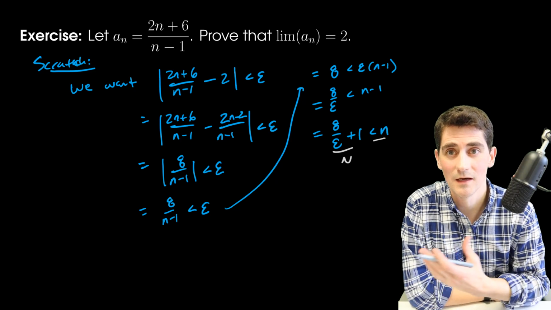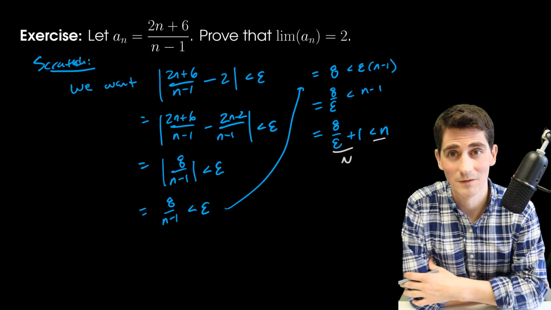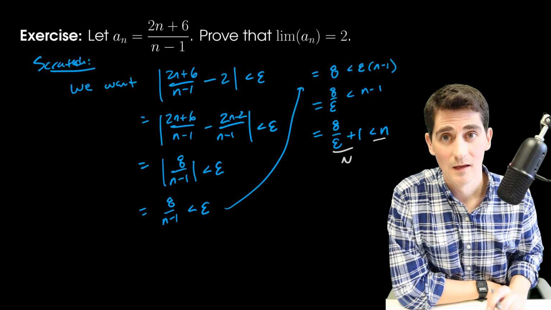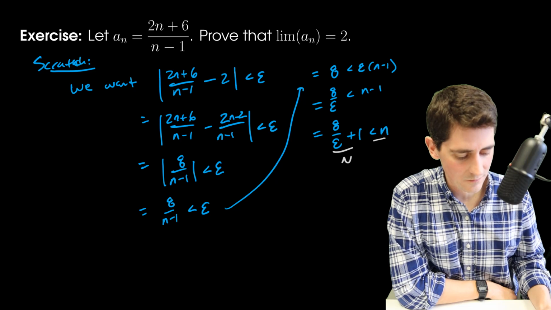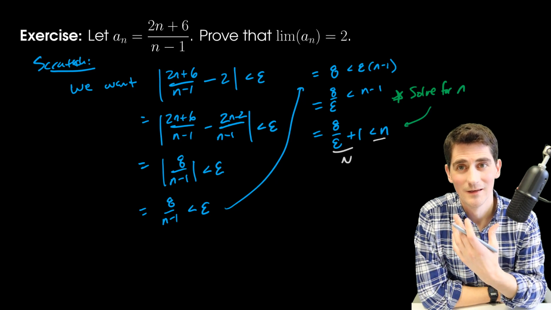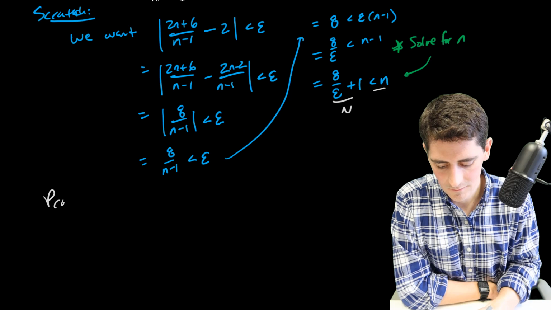I end up with exactly what I wanted, being less than epsilon. Alright, so now that we have that, I think we're ready to write our proof. And basically, if you notice, what I'm doing here is just solving for little n. That's how I pick out what my capital N value should be. Okay, so we have proof.